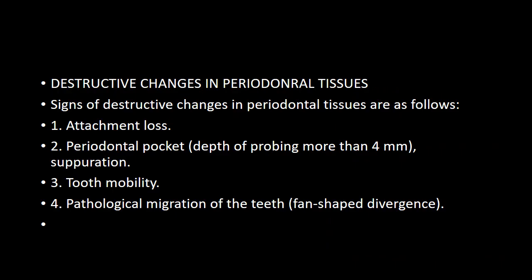Destructive changes in the periodontal tissues. There are many signs of destructive changes in the periodontium. First, attachment loss. 2. Periodontal pocket, which should be more than 4 mm. 3. Tooth mobility. 4. Pathological migration of the teeth, and the teeth become fan shaped in appearance.